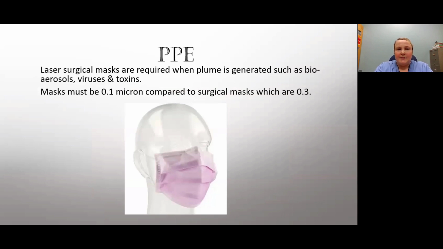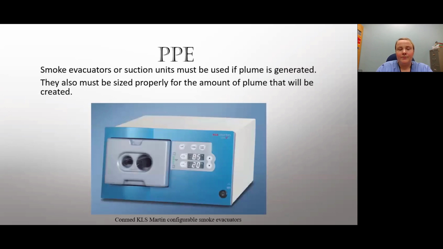Laser surgical masks are required when plume is generated, not so much in ophthalmology, but in other areas such as gynecology and urology, if it generates bioaerosols, viruses, and toxins. Masks must filter to 0.1 micron, compared to the surgical masks that people have been wearing during COVID and your regular masks in the hospital, which are only 0.3 microns. Also, smoke evacuators, sometimes in ophthalmology, sometimes not, depending on the procedure, or suction units must be used if plume is generated. They also must be sized properly for the amount of plume that will be created.